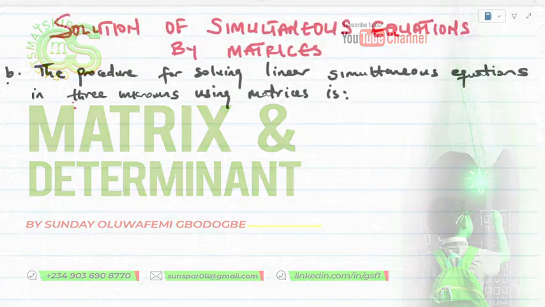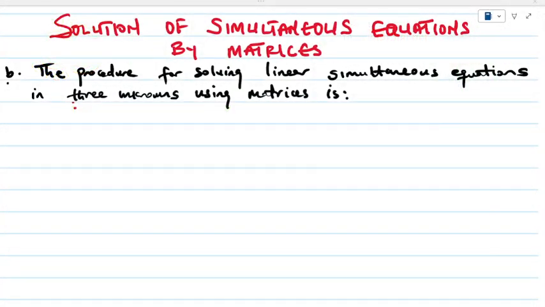Hello, welcome back to Matrix and Determinants, specifically the applications. So we want to continue the solution of simultaneous equations by matrices. Last video we checked the procedure for solving linear simultaneous equations with two unknowns, but today we'll be checking the procedure for three unknowns.